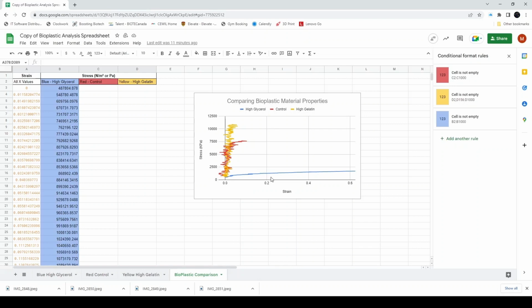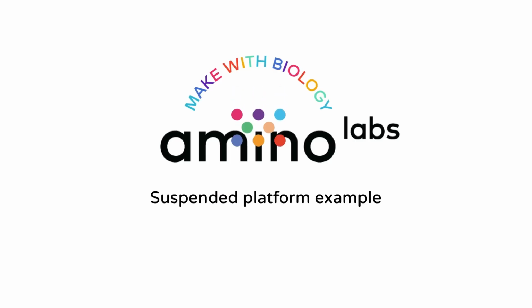If we look at the blue one, we'll see that it also has quite a bit of area under the curve, more than the yellow one. But I can't tell without further analysis if it's more than the red one. But either way, with the blue high glycerol bioplastic and the red control, we can tell that these two bioplastics have a higher impact resistance than the yellow high gelatin bioplastic.